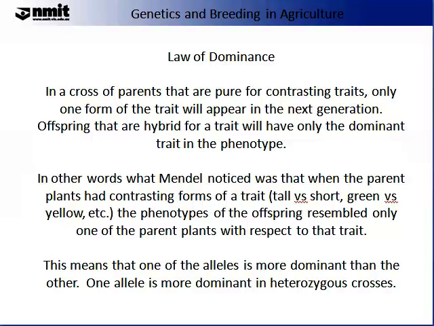In other words, what Mendel noticed was that when the parent plants had contrasting forms of a trait, tall versus short, or green versus yellow, etc., the phenotypes of the offspring resembled only one of the parent plants with respect to that trait. This means that one of the alleles is more dominant than the other. One allele is more dominant in a heterozygous cross.